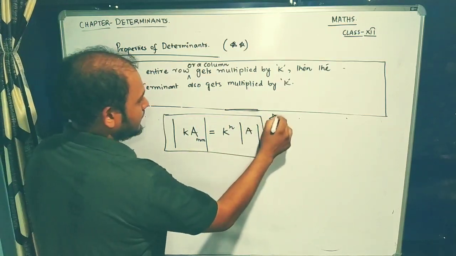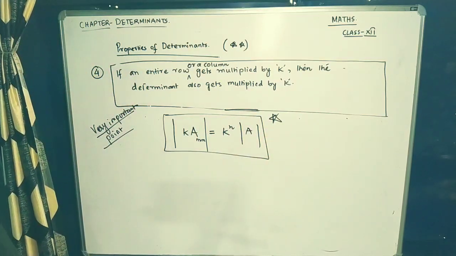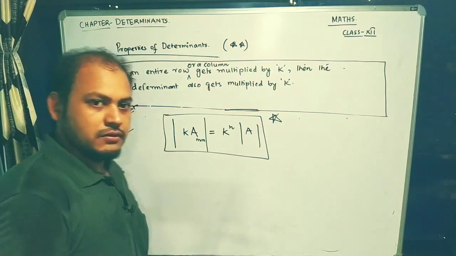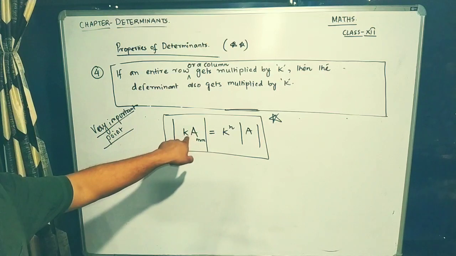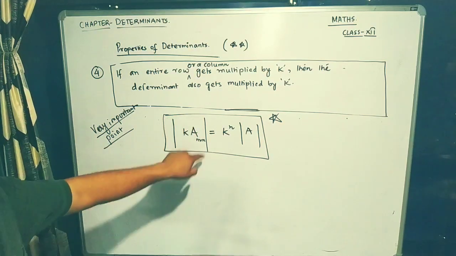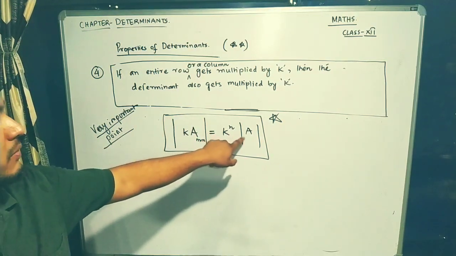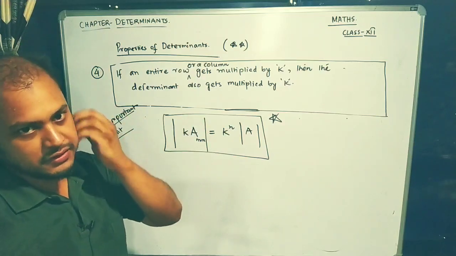Keep this in mind. You will find its use in various competitive examinations. So if you have a determinant in which every element is multiplied by a number k, then this is the same as k to the power n multiplied by the determinant of this matrix A.